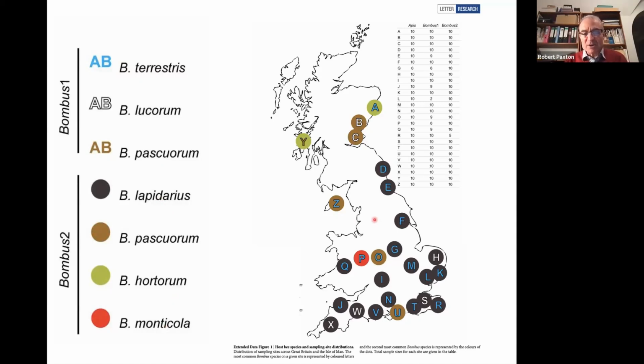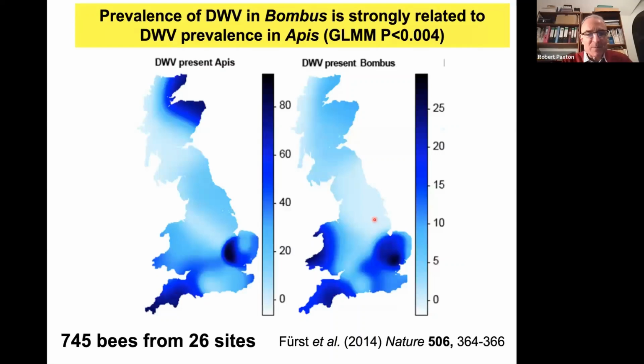Needless to say, large number of bees are collected. And then we screen them for viruses and microsporidia. And in particular, I'm going to tell you about deformed wing virus. The screening revealed this distribution of virus in honeybees and bumblebees. On the left, we have a heat map showing where the honeybees that were collected, this is collected from flowers, were infected with deformed wing virus.